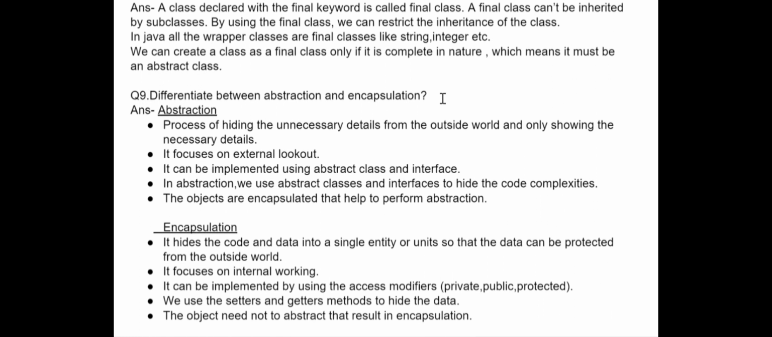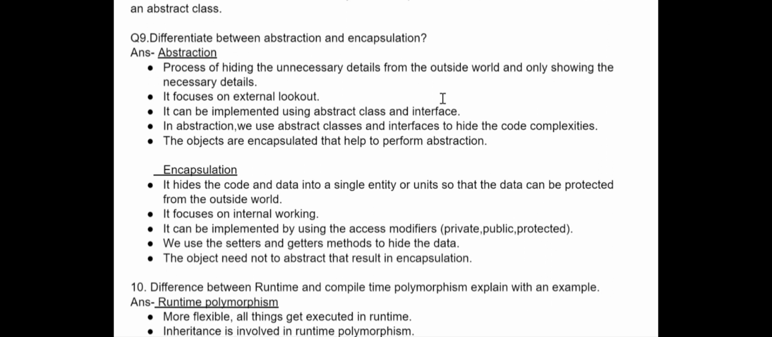Now, ninth number is, differentiate between abstraction and encapsulation. Abstraction is the process of hiding the unnecessary details from the outside world and only showing the necessary details. It focuses on the external look. It can be implemented using abstract class and interface. In abstraction, we use abstract classes and interfaces to hide the code complexities. The objects are encapsulated, which helps to perform abstraction.